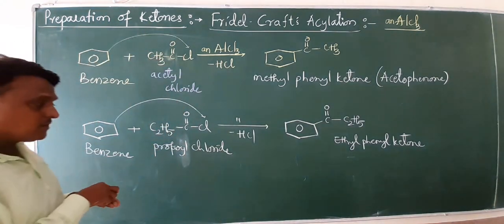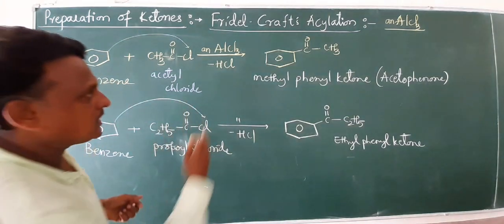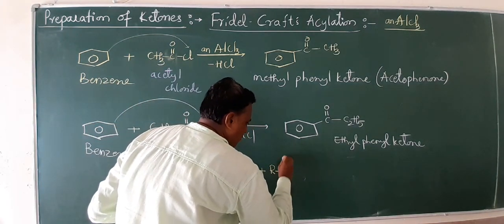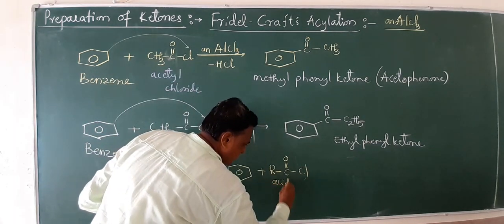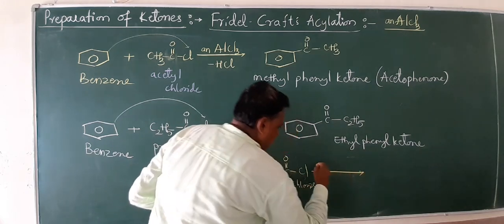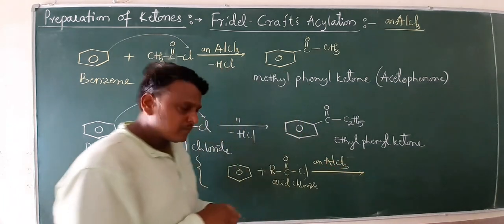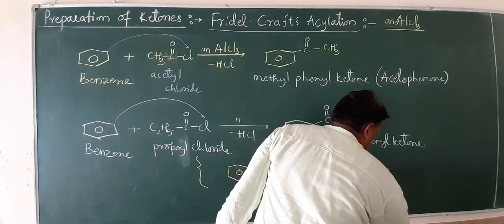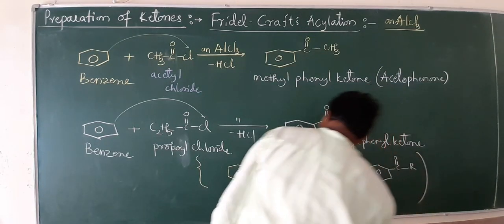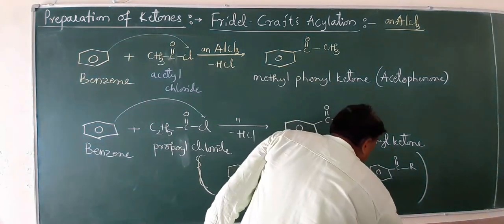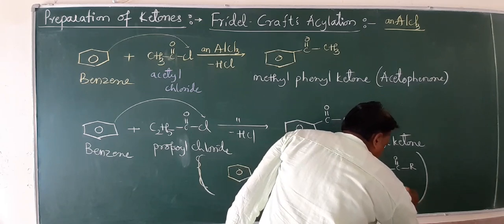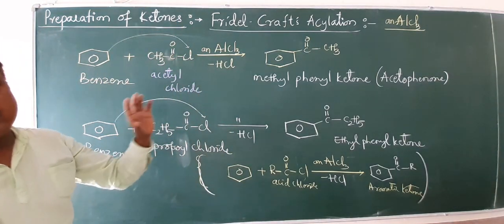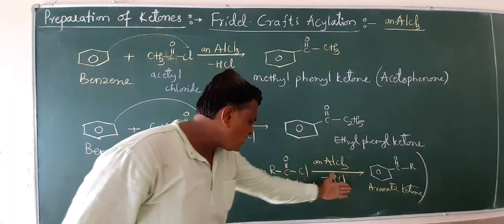Based on this, you can practice yourself at home. This is the general reaction of acylation. Take benzene; the acid chloride formula is R C double bond O Cl. This is your acid chloride, in the presence of anhydrous aluminium chloride. Same, friends, HCl is released, loss of HCl. Now the product is benzene as it is, with a C double bond O and R. This is your aromatic ketone. It means Friedel-Crafts acylation helps to prepare only aromatic ketones, for example acetophenone or ethyl phenyl ketone. This is your general reaction.